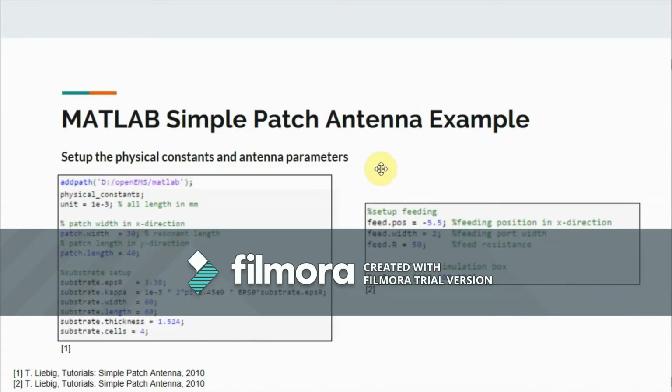Now we will be showing sample code of a simple patch antenna and explaining the process of how to set up, calculate, and plot patterns of the antenna. First, we need to add the OpenEMS path to MATLAB. This will vary depending on where you save the file. Next, we will need to add the physical constants and antenna parameters. This includes the width and length of the patch as well as the substrate parameters.